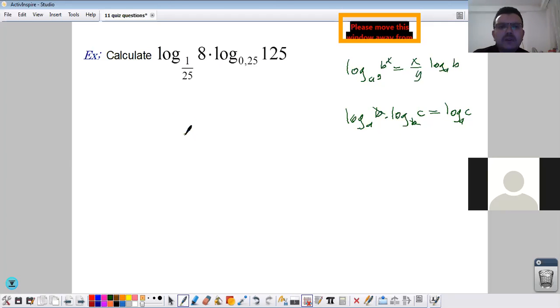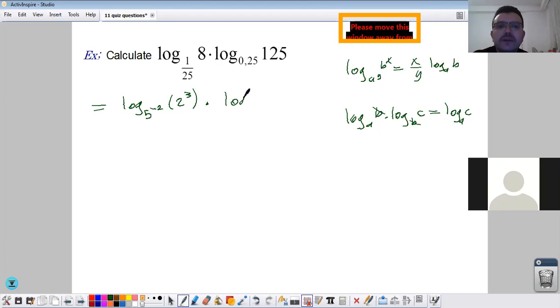So firstly, writing them with powers. 1 over 25 can be made as 5 squared, but I want to make it without a rational expression, just 5. So it should be 5 to the power of minus 2. Then you move it up to the numerator. And then 8 is 2 cubed. This is the first logarithm.